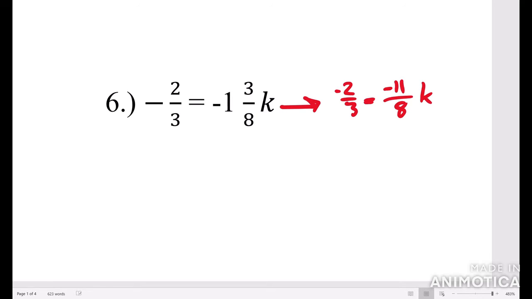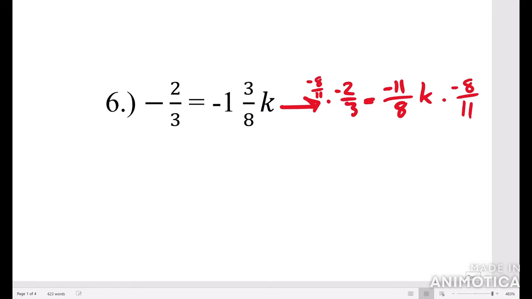And again, when the coefficient in front of my variable is a fraction, I like to multiply by the reciprocal to get rid of it. In this case, I need negative 8/11. And the reason I'm making it negative is because a negative times a negative will make a positive. Okay, so I'm going to do that on this side as well. I'm multiplying by negative 8/11.